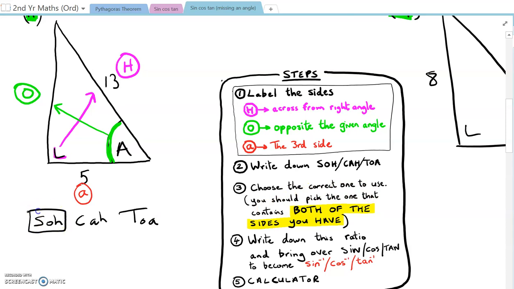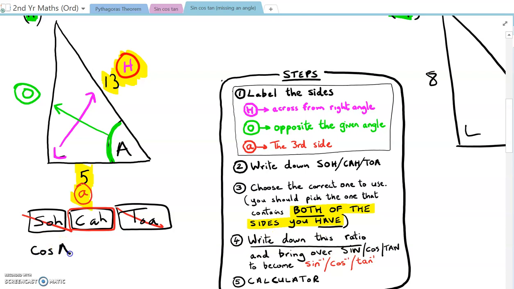Now, I should pick the one that contains both of the sides I have. Which sides do I have? I have H, it's 13, and I have A, it's 5. So I need to pick the one that contains H and A. Can you spot it? Yes, A and H. Not O and H, not O and A, A and H. So I'm going to use COS. So I write down this ratio: the COS of A is equal to A over H.